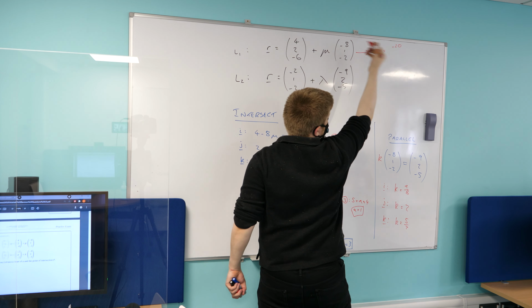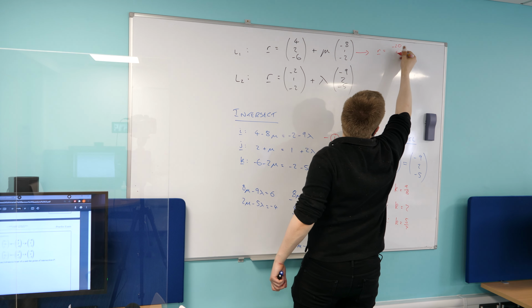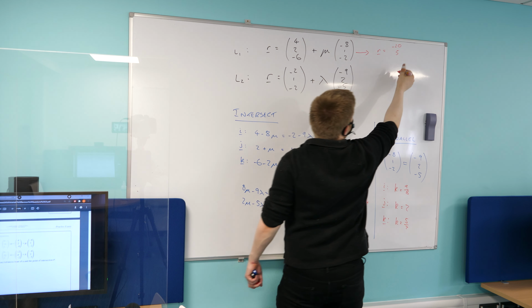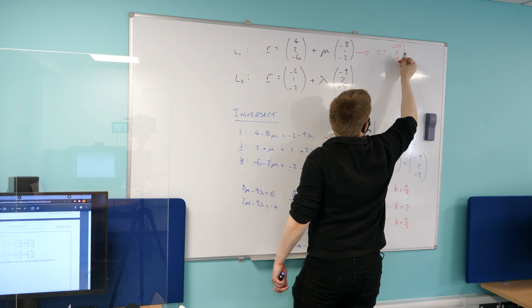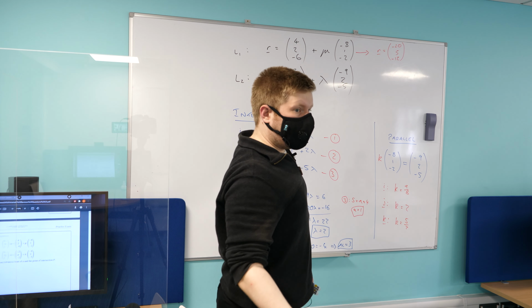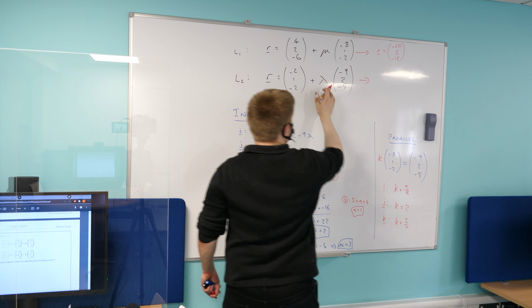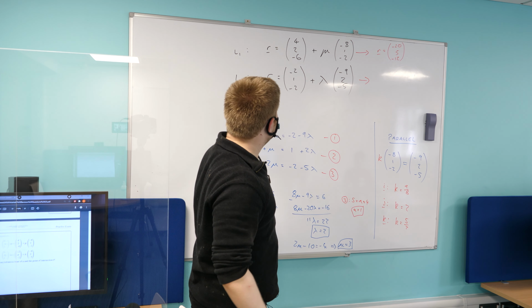2 plus 3, that's going to give me 5. Negative 6 minus 6, that's going to give me negative 12. So I'm proposing that's my position vector. Just to make sure I get the same thing, let's try substituting with lambda equals 2 in the second equation.